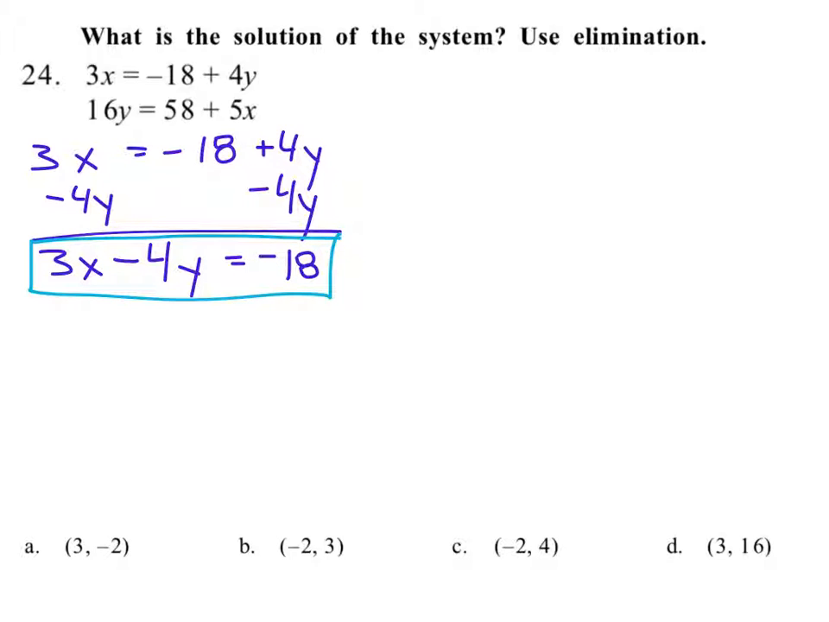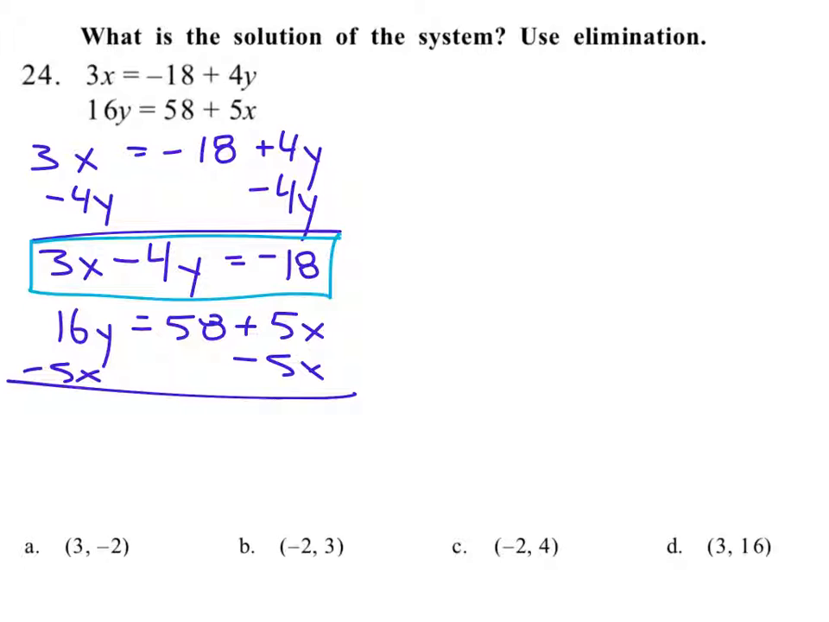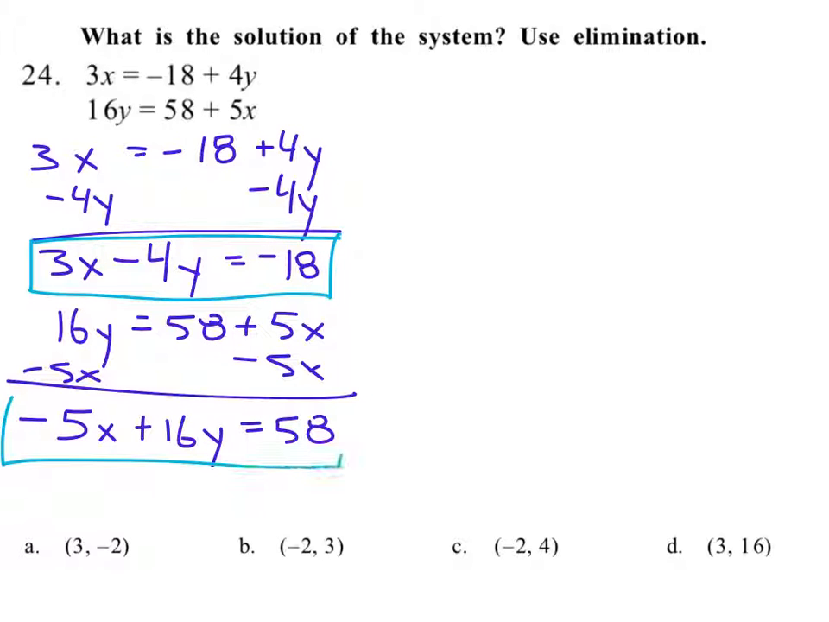And then we're going to do the next one. 16y equals 58 plus 5x. And I'm going to subtract the 5x away from both sides, putting them first so that we have the ax plus by equals c. And we get negative 5x plus 16y equals 58. And I'll put a box around that. So those are the two equations that we're going to manipulate.